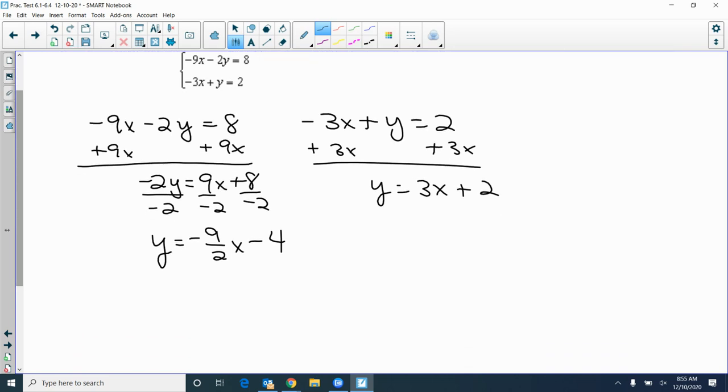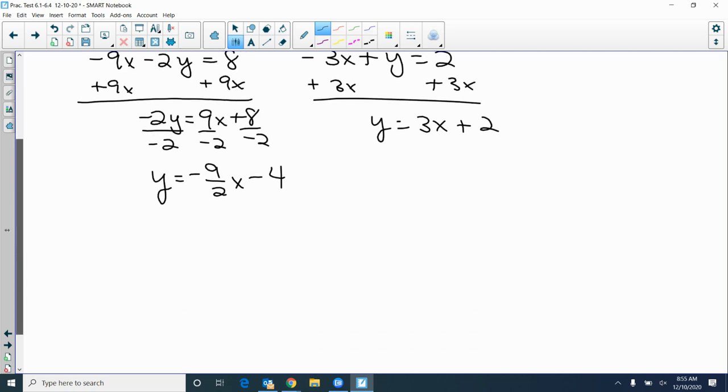Preston, do you know the answer? Is it one solution, no solution, or infinite solutions? It is one solution, and what would be your reason? It's not parallel or coinciding. Not parallel or coinciding, which means all you have to do is say they have different slopes. If they were parallel lines, they'd have the same slope. If they were coinciding, they would have the exact same equation, which would be infinite solutions. So this means it has one solution.